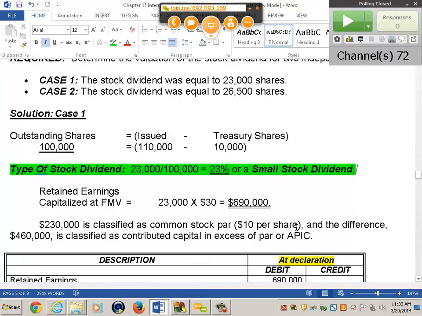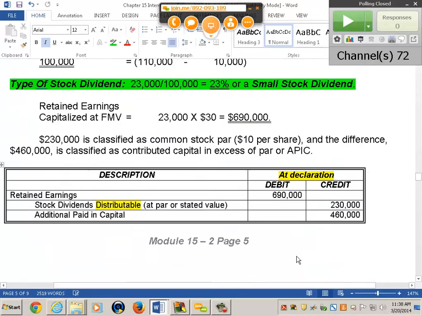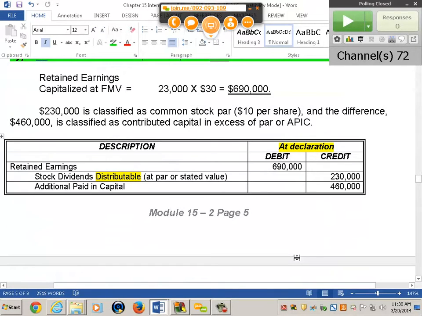It is assumed that there's no evidence to the contrary. The decline in market price is not considered material. The bright line is 25%. You fall below that bright line, therefore it's not significant, and we value at the market price on the date of declaration. So this stock dividend will be valued at 23,000 shares multiplied by $30 a share, or $690,000. This means that when you look at the journal entry on the date of declaration, you have $30 a share times 23,000, or $690,000 debited to retained earnings.